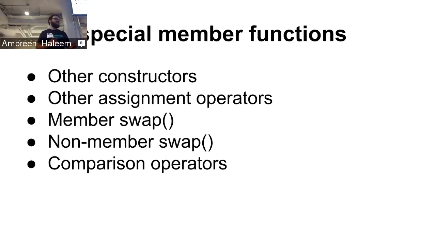So things that are not special member functions: other constructors. The default constructor is special. It will get generated for you. Other constructors are not, and for the most part, don't interfere with stuff, except for constructors, which actually do interfere with stuff. If you define a constructor that takes anything, that will sort of turn off the default constructor. But, other assignment operators, same deal.